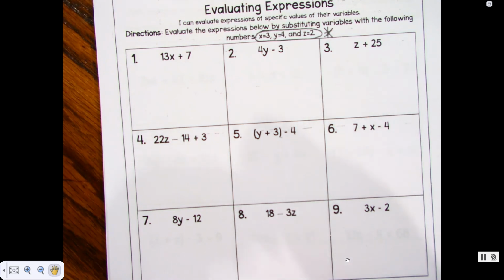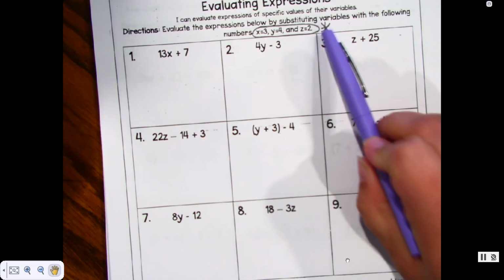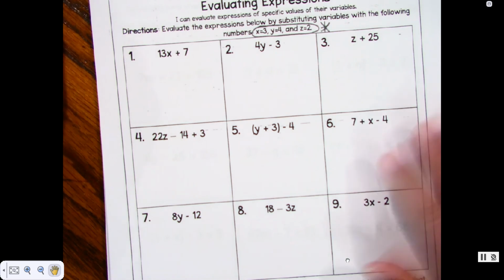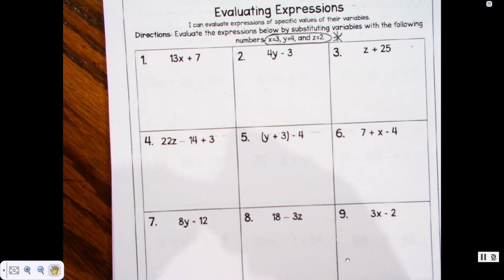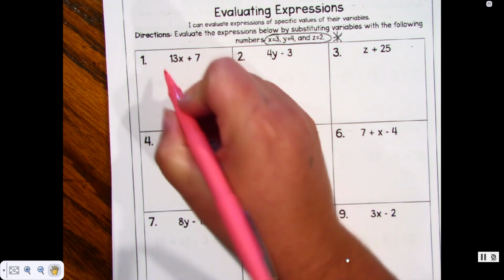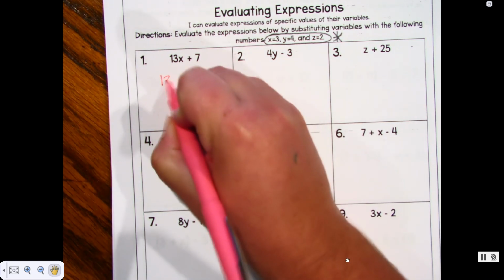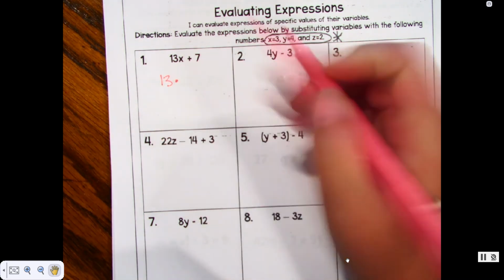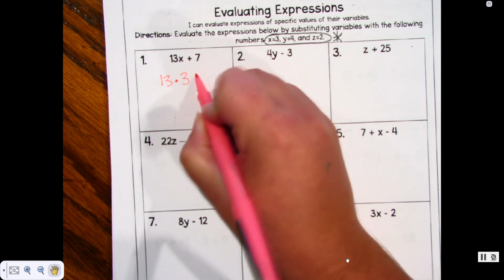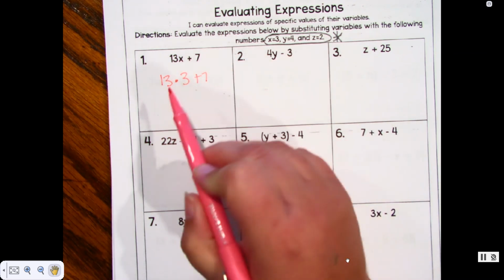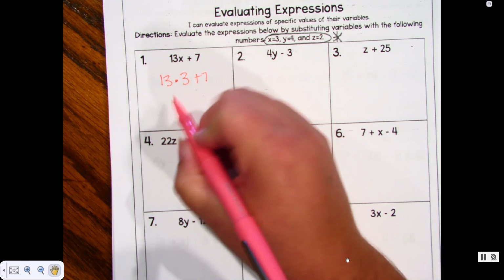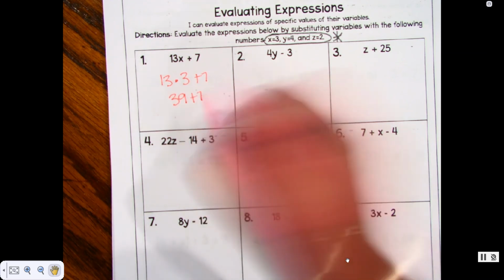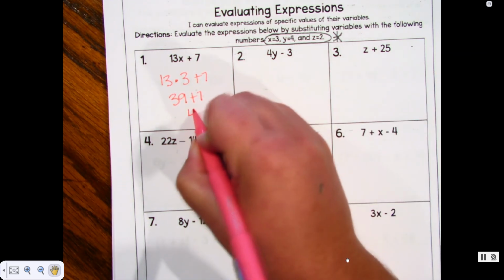24, evaluating. Please pay special attention to this right here. It tells you what your x, your y, and your z are equal to. I'll do number 1. So we have 13 times, what is x equal to? 3 plus 7. Now I have to remember order of operations. 13 times 3 is 39 plus 7, which would be 46.